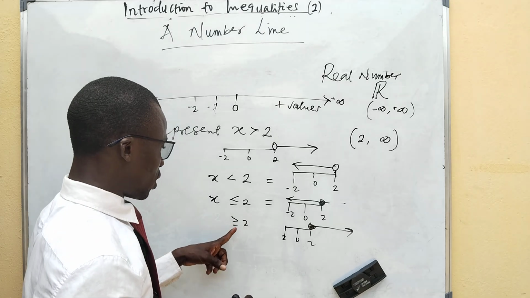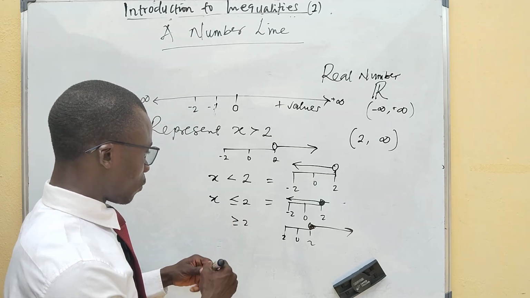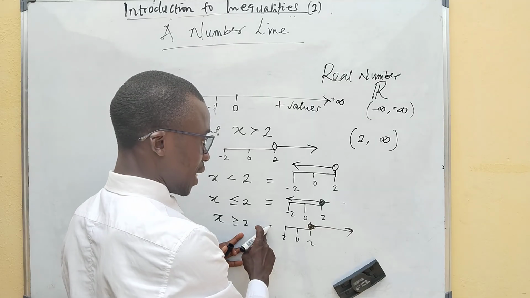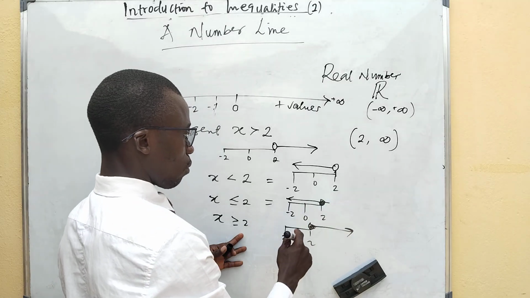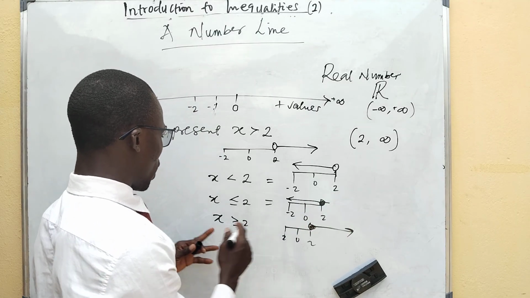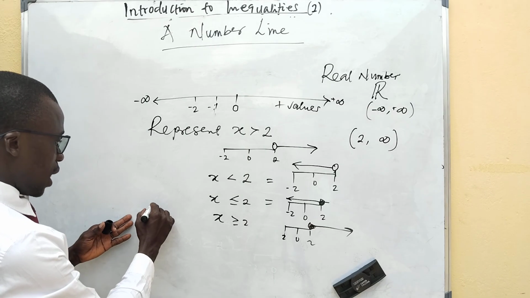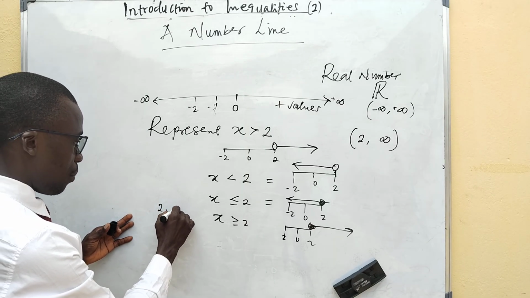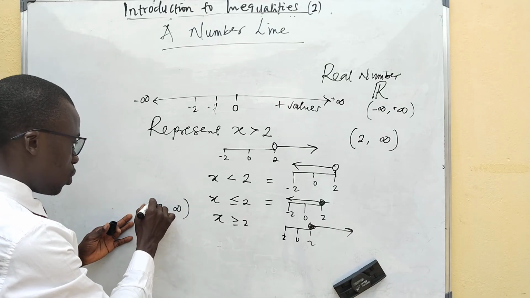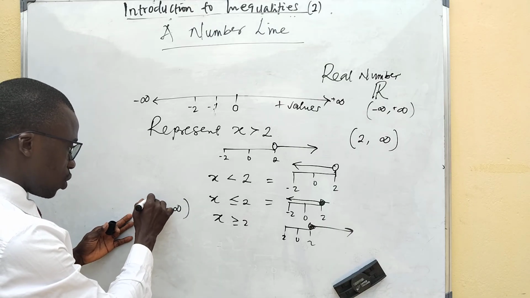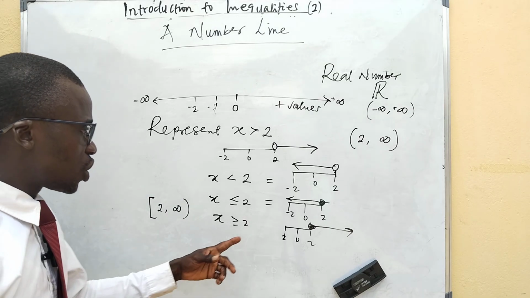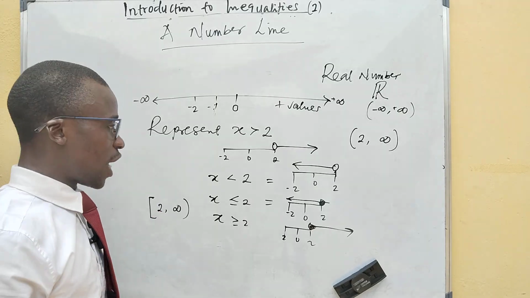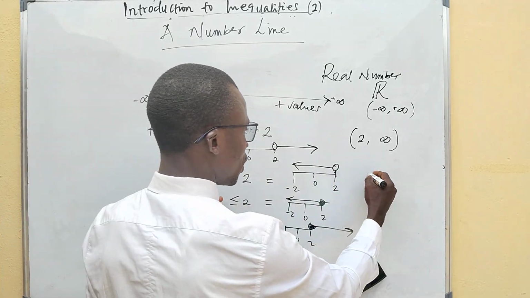Now let's show something contrary to that. If here x is greater than or equal to 2, let me represent it this side. I'm going to have something like this, 2, comma, positive infinity. Here will be open, here will be closed. Why? Because 2 is part of it. It starts from 2.